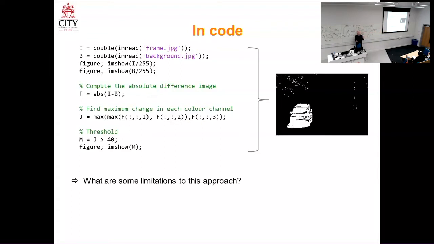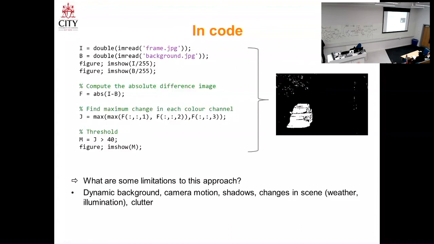What else could go wrong with this? What if the object is fairly similar to the background? Yeah, exactly. So what if the foreground is very similar to the background? Then you can have some problems. This threshold might not work. And indeed, there are lots of challenges here.